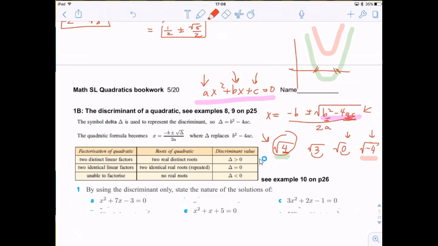A parabola that does not touch or cross the x-axis. So there are no x-intercepts. So there are no real solutions to the square root of negative 4 also. So basically there's no solutions to the quadratic formula in this case, right?